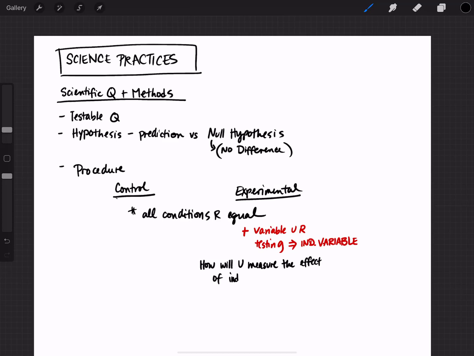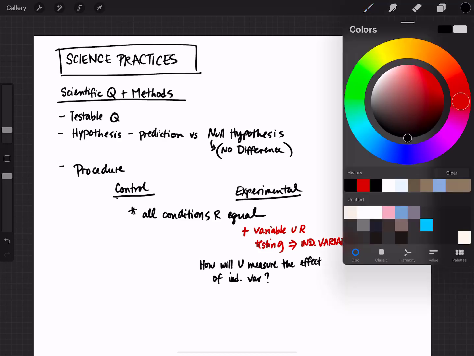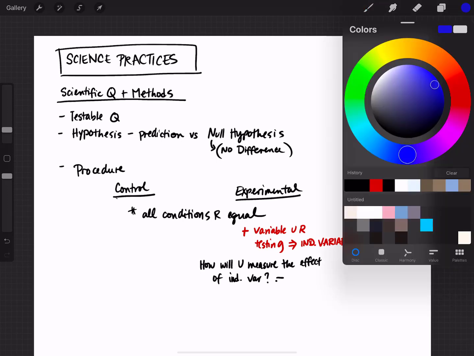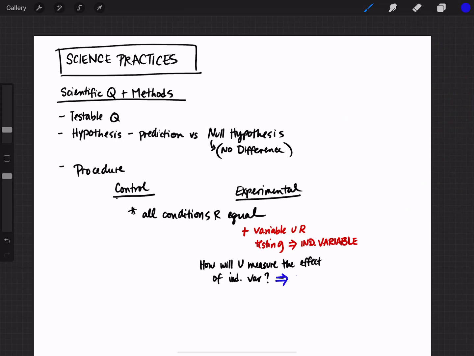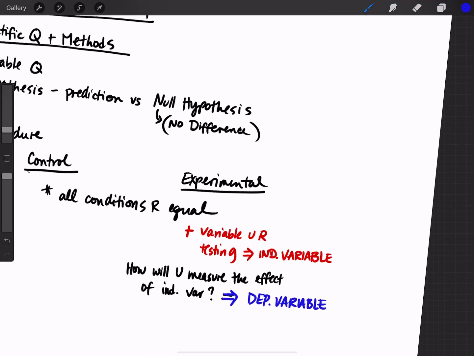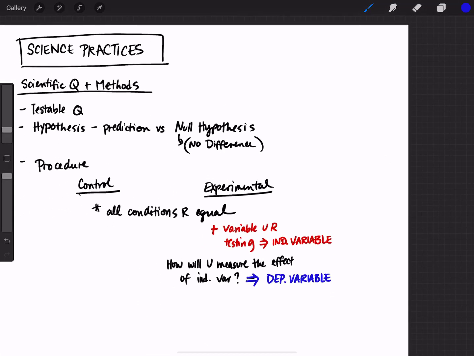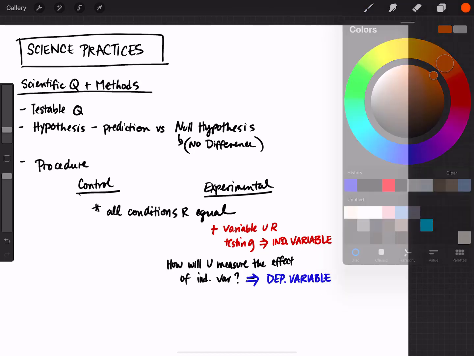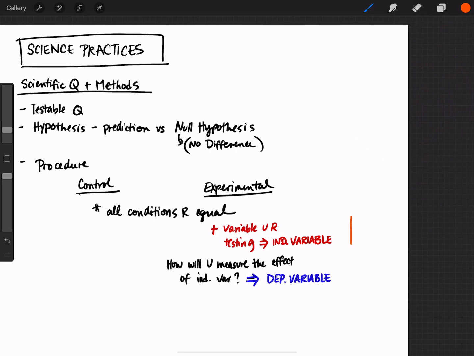How will you measure the effect of the variable? You will have to collect dependent variable data. So the dependent variable depends on the manipulated variable or independent variable. It's really important that you define what that variable is. How will you know what the effect of the independent variable is? So in the case of cellular respiration, your dependent variable could be the amount of CO2 that's released, for example. So the more CO2 is released, the more cellular respiration is going on.